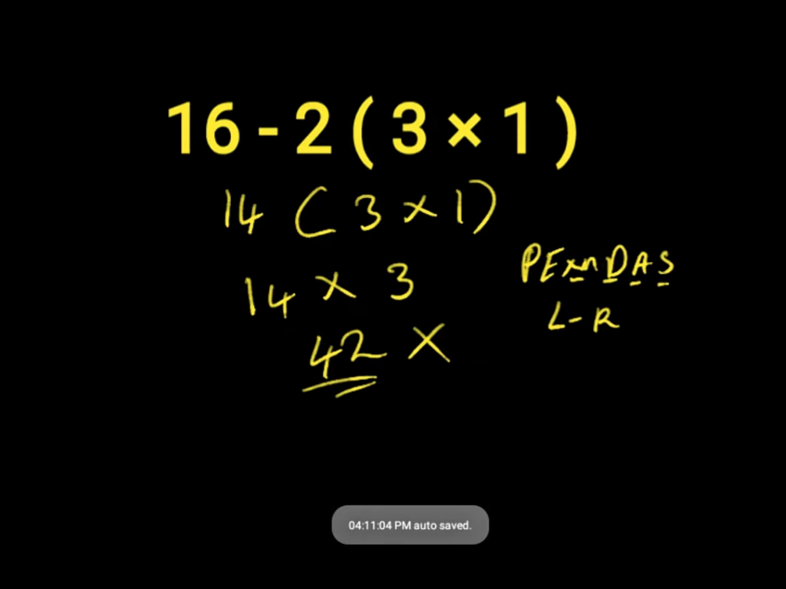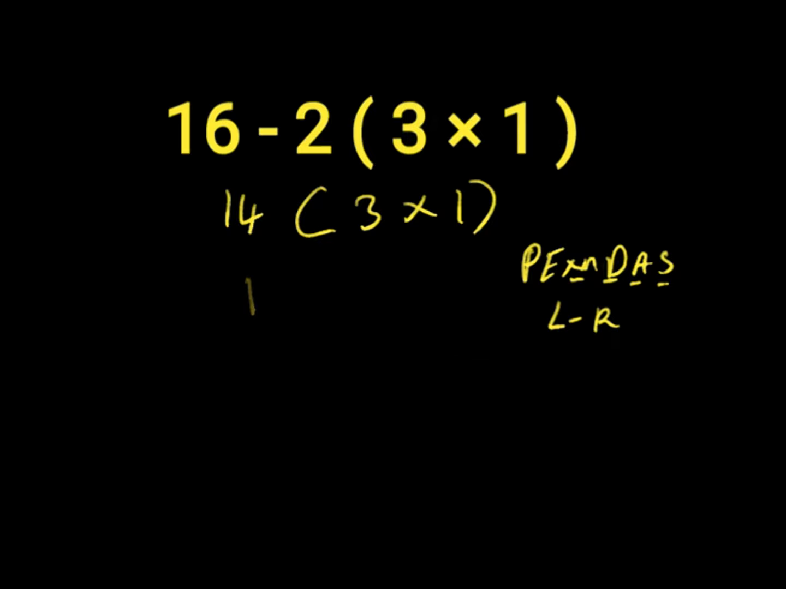Let's solve the right answer to this expression. First of all, we work with our parentheses, which is 3 times 1. 3 times 1 is 3. Then we put down our 16 minus 2 times 3.